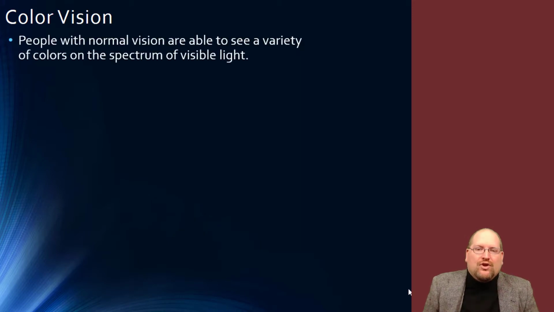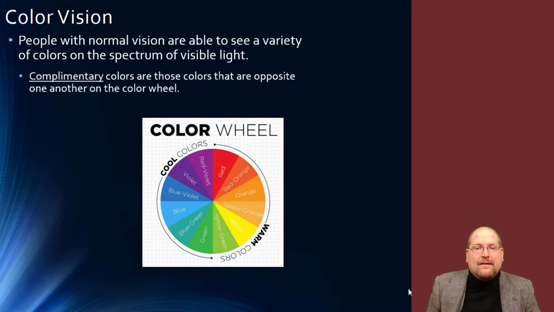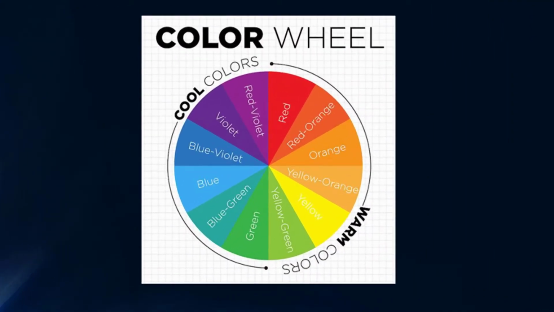So people with normal vision are able to see a variety of colors on the spectrum of light that humans are capable of seeing. We can't see all light, remember, but we are supposed to be able to see within a certain spectrum. The complementary colors are those colors that are opposite one another on the color wheel. We're going to see how this relates to why it's important in a moment here. But as you can see, we've got the cooler colors like the violet, the red violet, the blues, compared to the warmer colors like the oranges and the yellows.